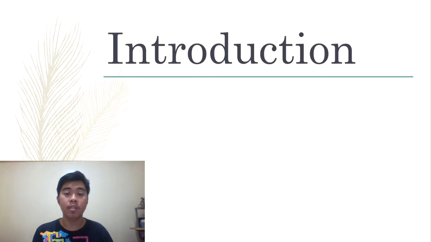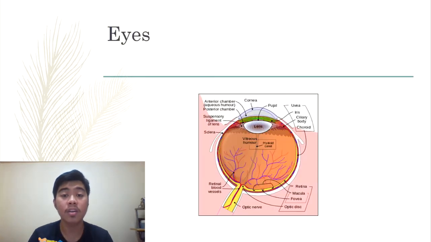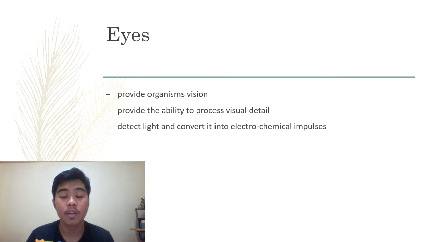For the first part, the introduction, since optical systems are involved, we must first talk about eyes of the organisms. Eyes are organs of the visual system. They provide organisms vision, the ability to process visual detail, as well as enabling several photoresponse functions that are independent of vision. Eyes detect light and convert it into electrochemical impulses in neurons.